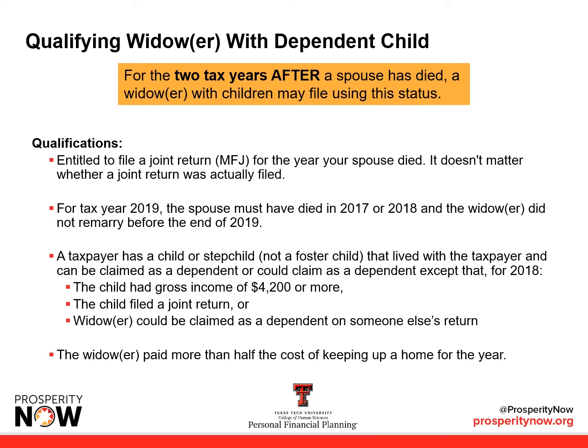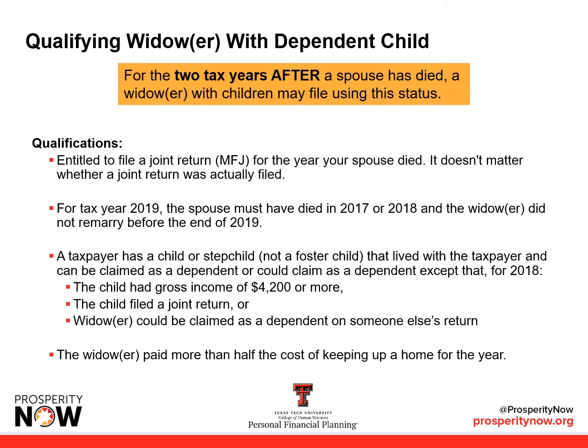Qualifying widow or widower with dependent child. For the 2 years after the spouse has died, a widow or widower with children may use this filing status. For qualification, they must be entitled to file a joint return for the year that the spouse died. It doesn't matter whether a joint return was actually filed. For the tax year 2019, the spouse must have died in 2017 or 2018, and the widow or widower did not remarry by the end of 2019.